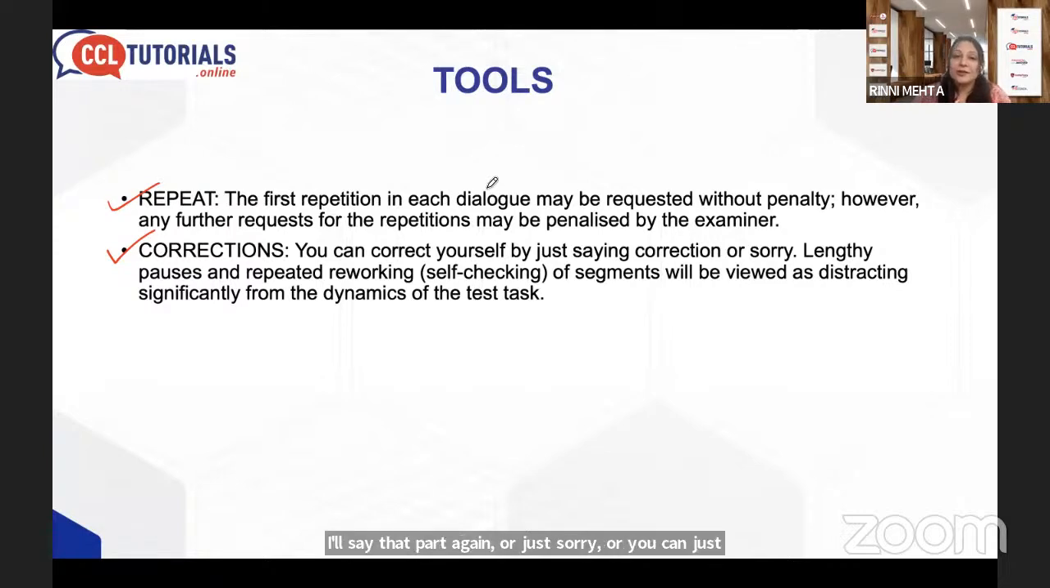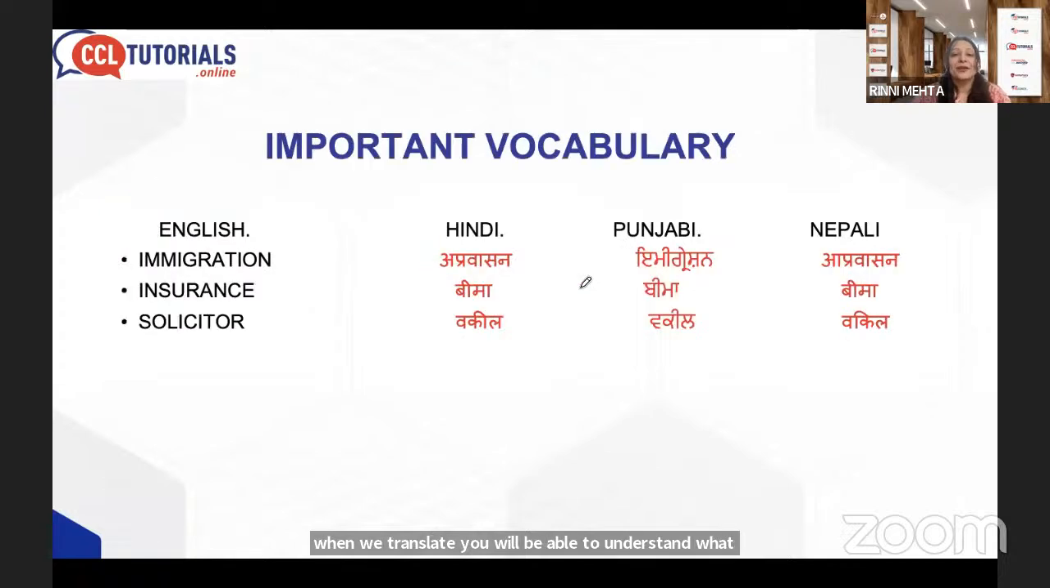However, you must notice that self-checking of the segment is not allowed, right? So self-checking or repeated checking again and again will lead to a fail. So there is a limit to this, which you can understand when we translate. You will be able to understand what is repeated reworking. Okay, now we start the session with the vocabulary.